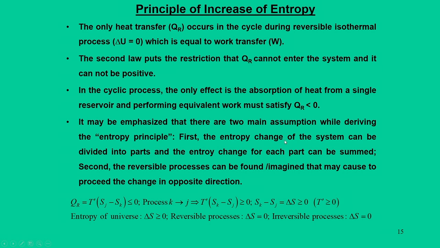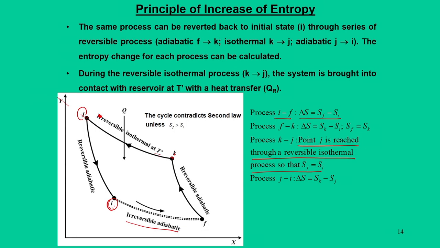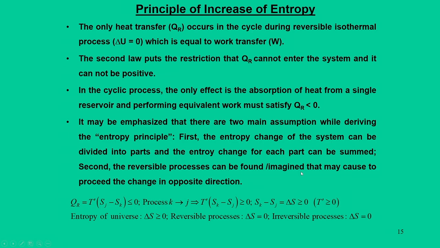Now, from this, we can conclude that in this entire cyclic process, the only heat transfer that happens is during the reversible isothermal process, that is at some temperature T dash, and all other processes do not involve any heat transfer because the processes are adiabatic. So, considering this, the only heat transfer Q r occurs in the cycle, and I have written Q r because that particular process is a reversible isothermal process, for which delta U is equal to 0, which means this Q r is nothing but the work transfer W.